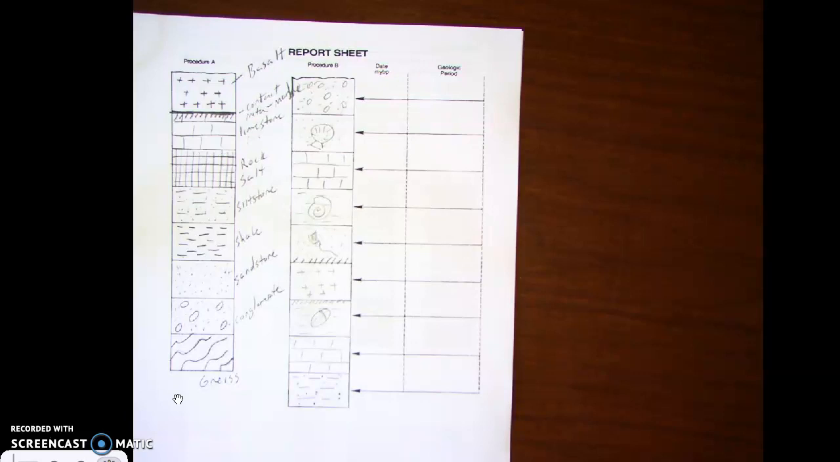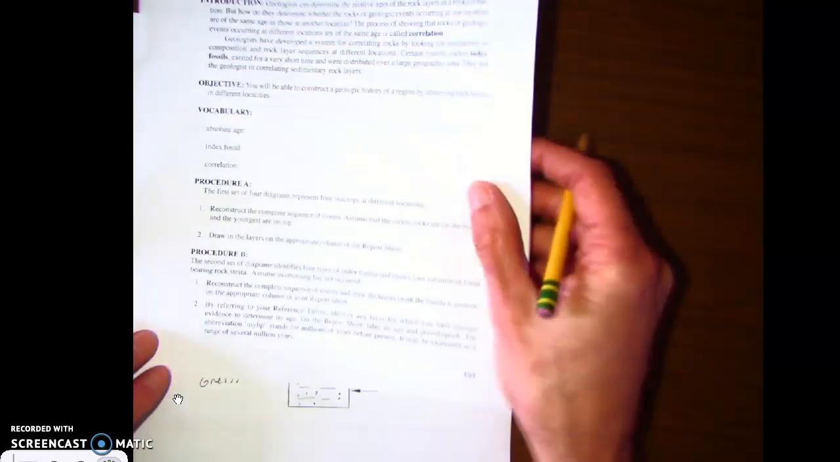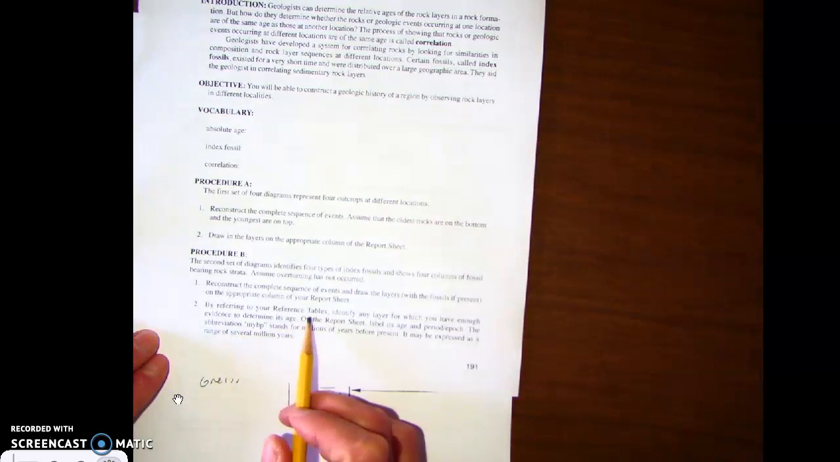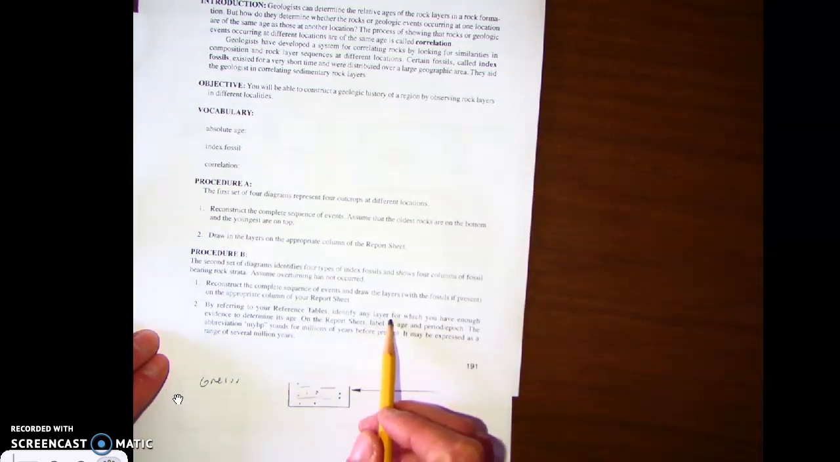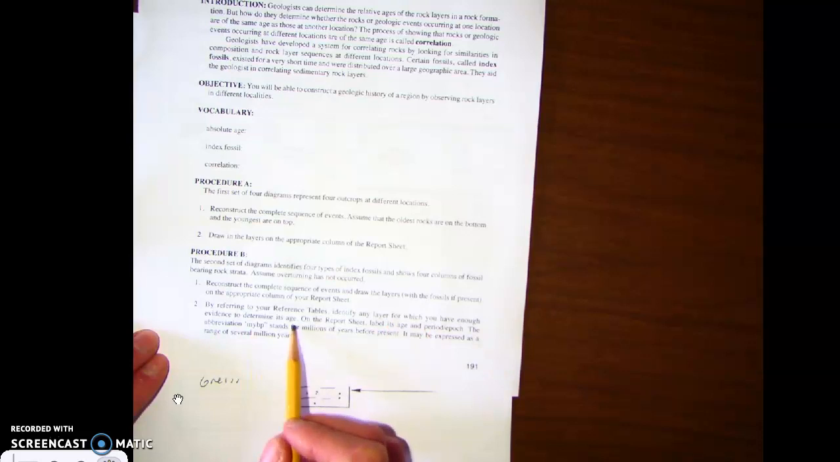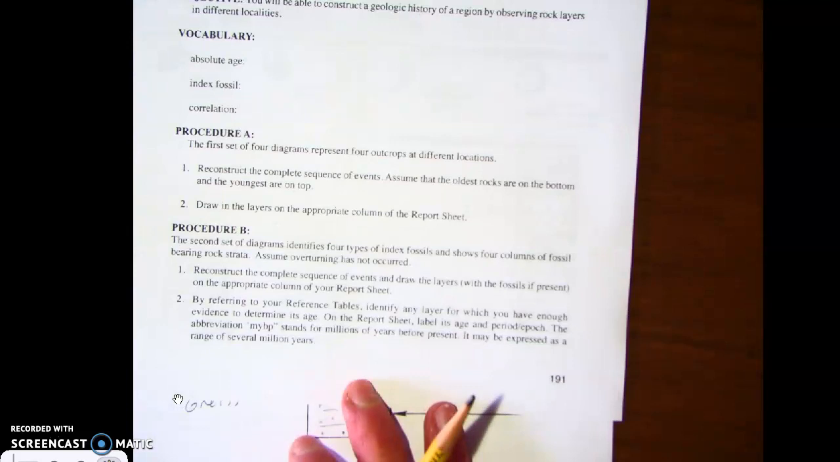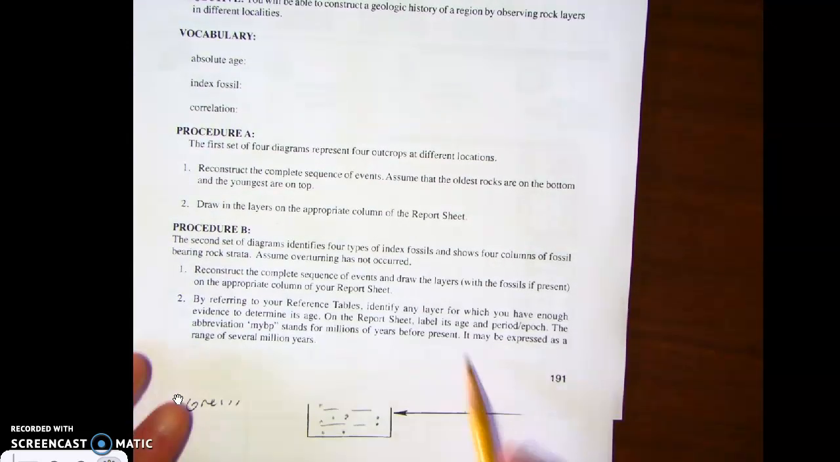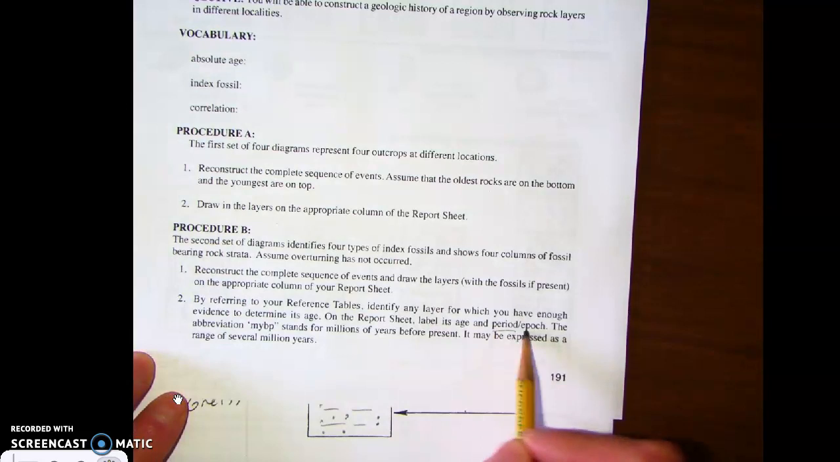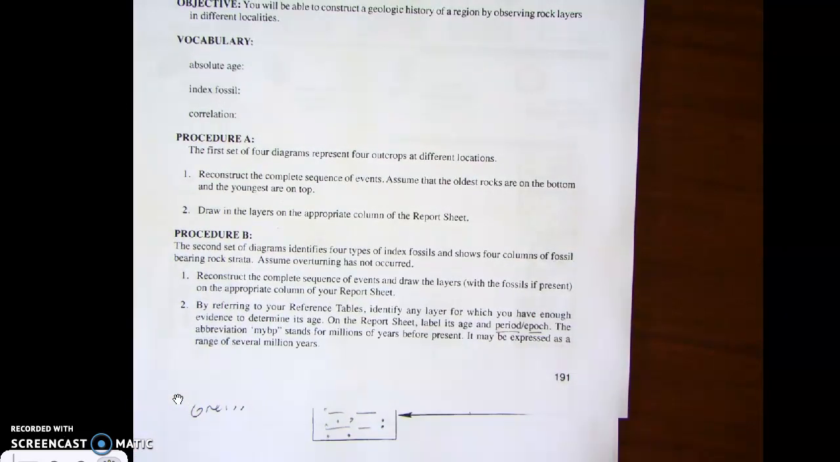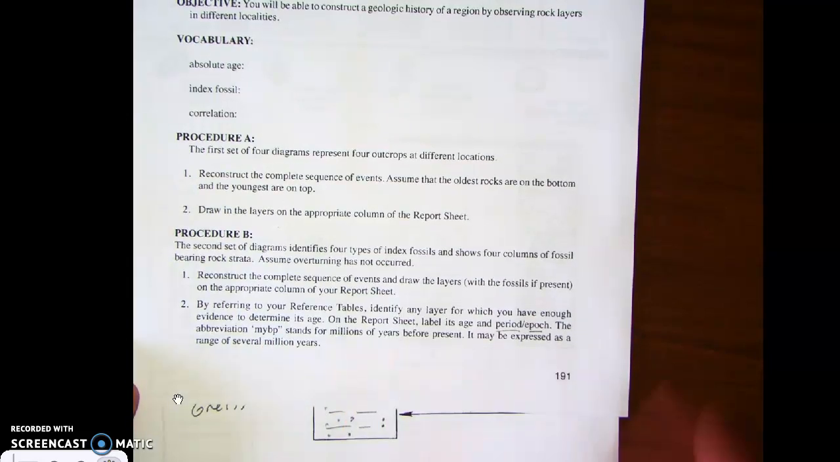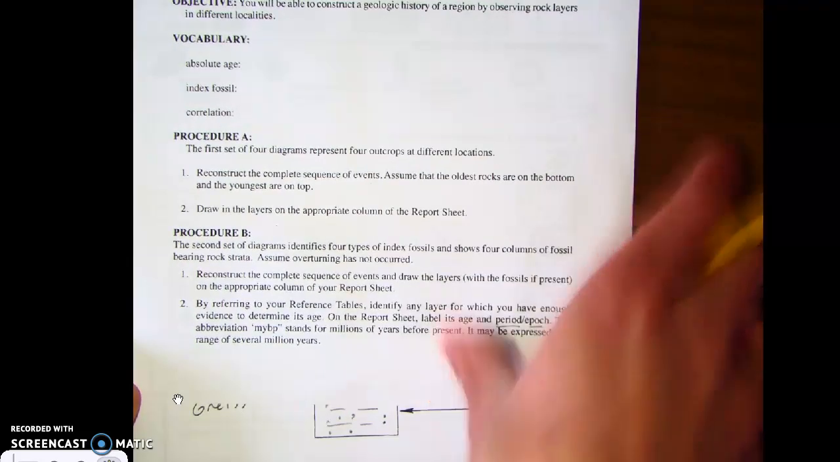Okay, then if we go back to the procedure, the next part of procedure B said to refer to the reference tables, identify any layer for which you have enough evidence to determine its age. That's something that we haven't talked about yet, and we'll go over how to do that now. And then it says on the report sheet, label its age and period/epoch, and we'll talk about geologic time in another video, but we can go over it quickly now. The abbreviation MYBP stands for millions of years before present and may be expressed as a range of several million years. So now we're going to take out the reference table.